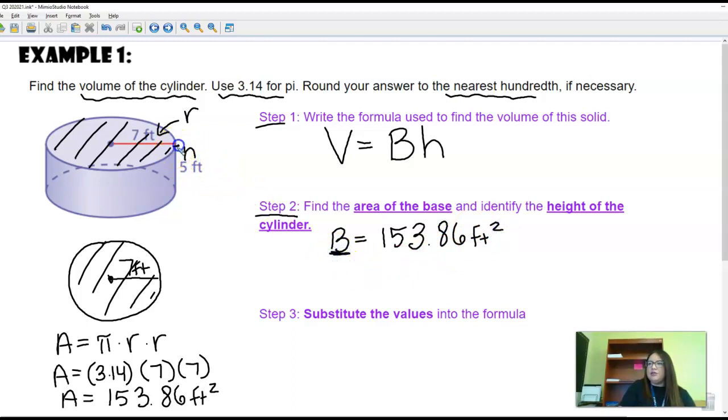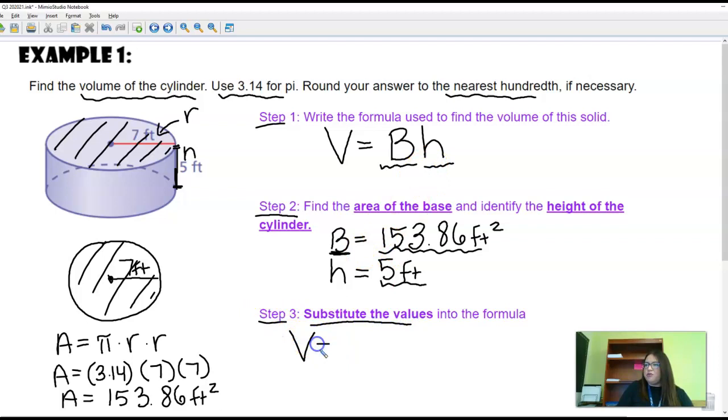The height of the cylinder, that's easy. That's just the distance from one base to the other. So that's going to be height equals 5 feet. All right, I have exactly what I need. I needed the area of the base. I found it. I needed the height of the cylinder. I found that one. I'm ready to substitute the values.